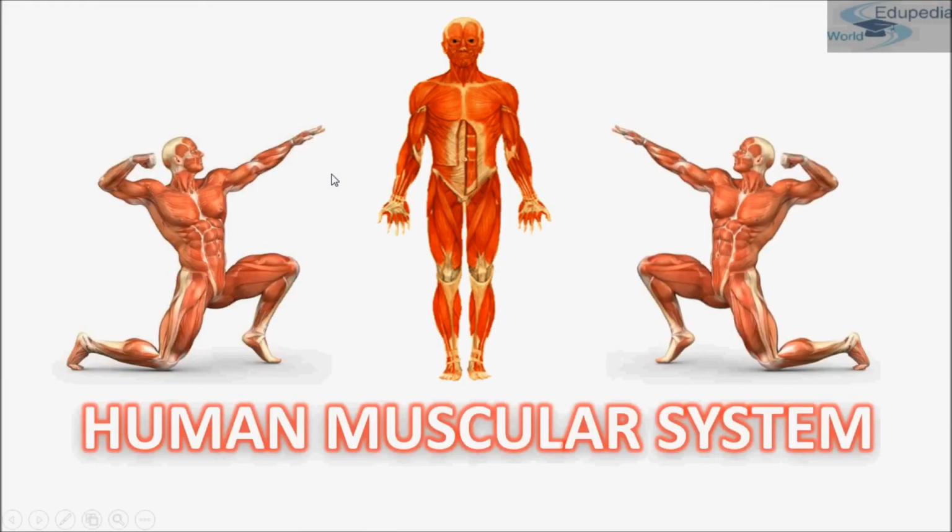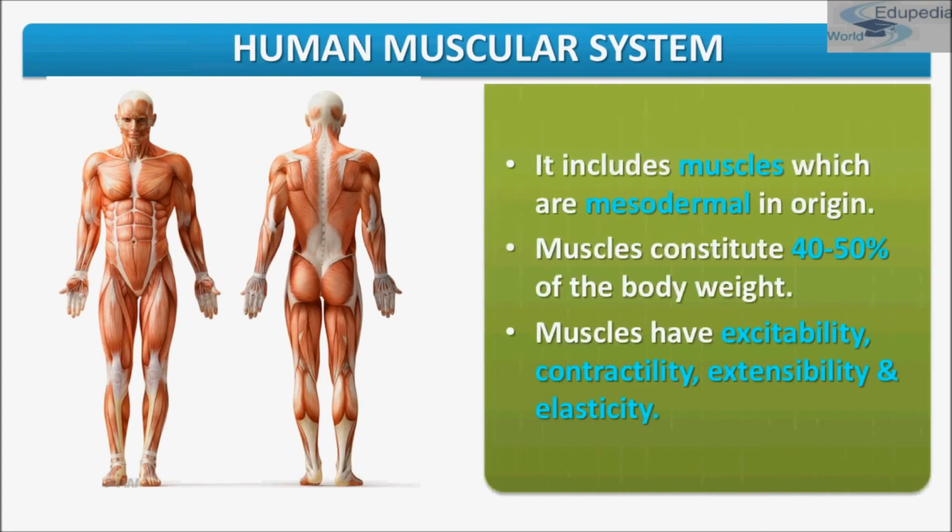Now human muscular system will be studying about, okay? Now human muscular system. Muscle is a specialized tissue of mesodermal origin, right? And about 40 to 50% of the body weight of an adult is contributed by muscles. They have special properties like excitability, contractibility, extensibility and elasticity, okay? Which I have already taught you in my first section of the presentation.